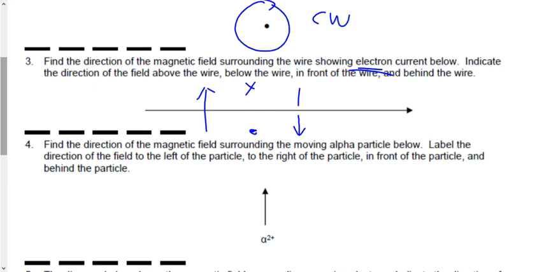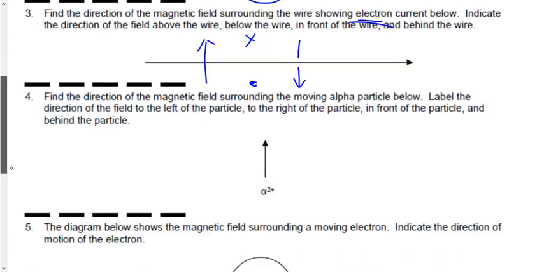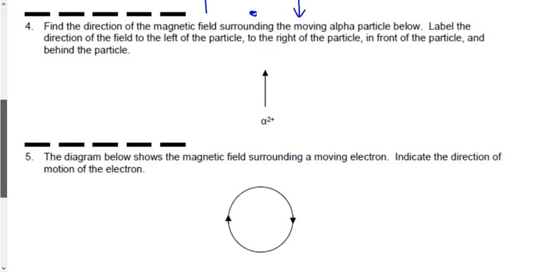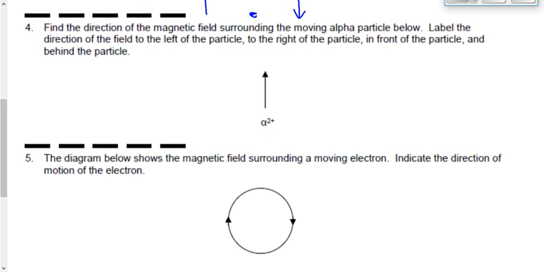All right, let's finish up 4, 5, and 6, and then we'll take a look at those together as a group in just a couple minutes. All right, number 4 says, find the direction of the magnetic field surrounding the moving alpha particle. It says moving alpha particle, so we know that it's a positive particle, but we also know that it could say conventional current, and therefore we do the same thing as we do in this question.